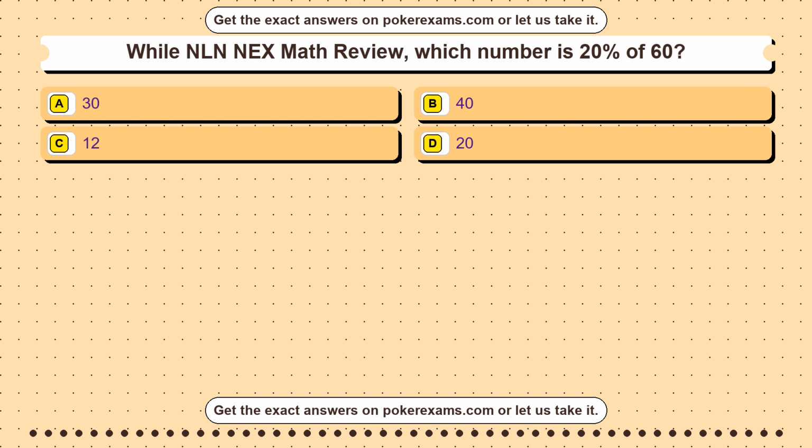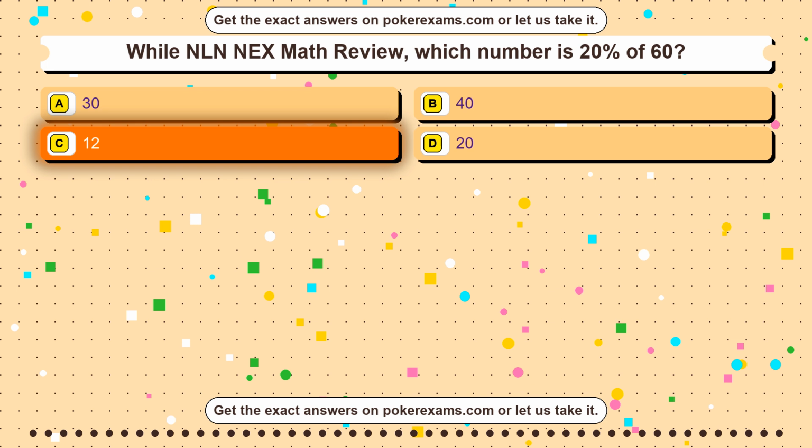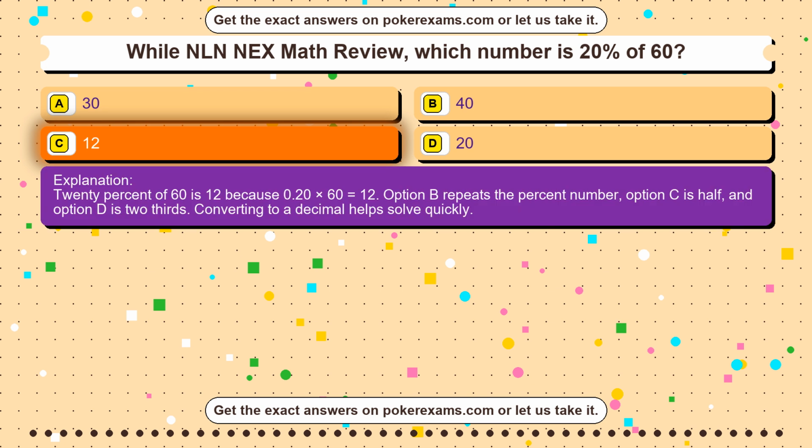Question 27. While NLN NEX Math review, which number is 20% of 60? Option A. 30. Option B. 40. Option C. 12. Option D. 20. The correct answer is option C. 12. 20% of 60 is 12 because 0.20 times 60 equals 12. Option B repeats the percent number, option C is half, and option D is 2/3. Converting to a decimal helps solve quickly.